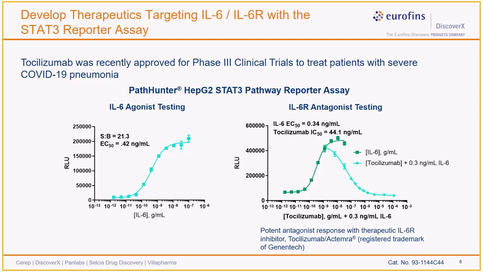COVID-19 patients with pneumonia. Data on the right shows results using the HepG2 STAT3 assay, testing tocilizumab inhibition of IL-6 activation of the STAT3 reporter. These results with tocilizumab demonstrate the potential utility of this reporter gene assay for the development of new therapeutics.